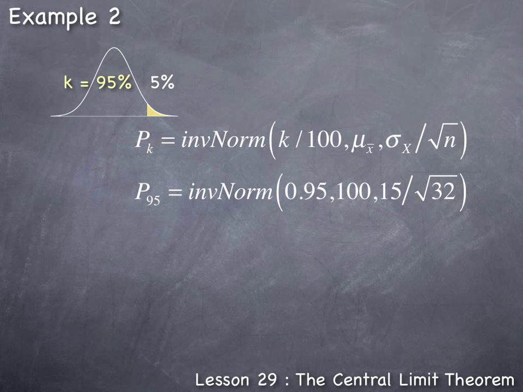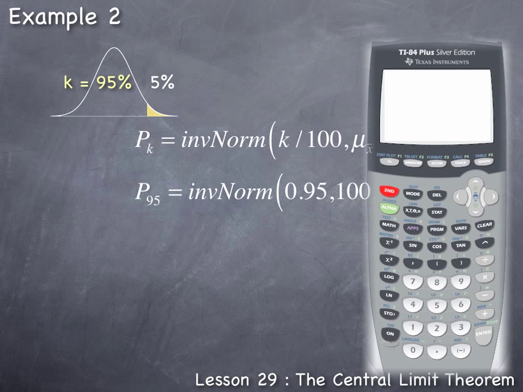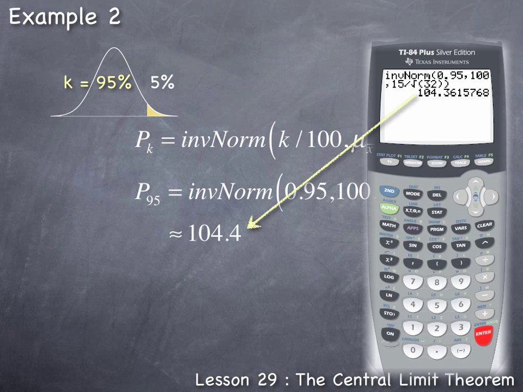On the TI-84 calculator, we can find the inverse norm command by pressing second DISTR and arrowing down to inverse norm. Press enter to select. Then we enter the 0.95, comma, 100, comma, 15 divided by second square root 32, close parenthesis, enter. And here we get the result, which rounds off to about 104.4.